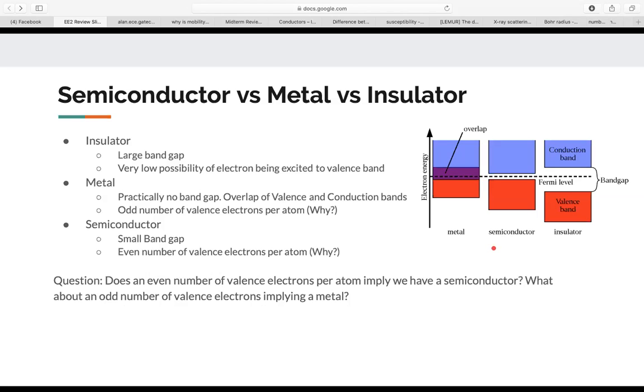You can also think of it like a marble rolling down a hill. If there's an even number, there's always going to be an electron that will cancel another electron out. But if there's an odd number, there's going to be one odd electron out that can't be canceled, and so that will roll down the hill somehow. Yep, exactly.